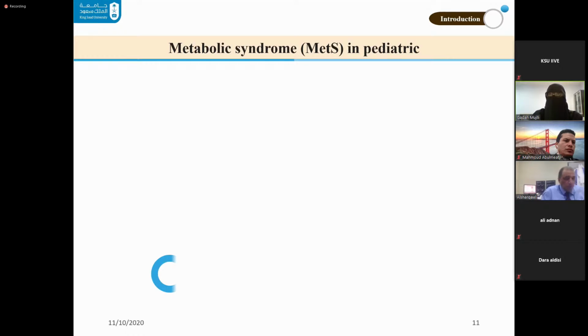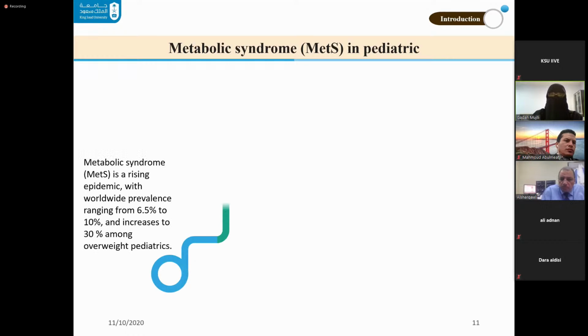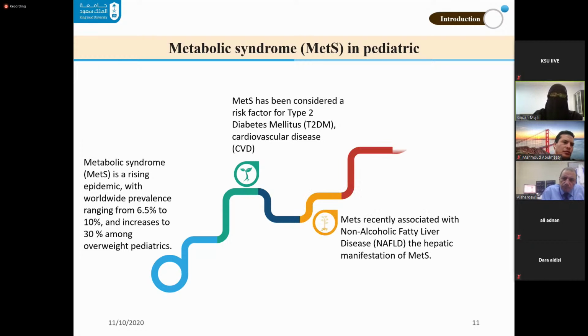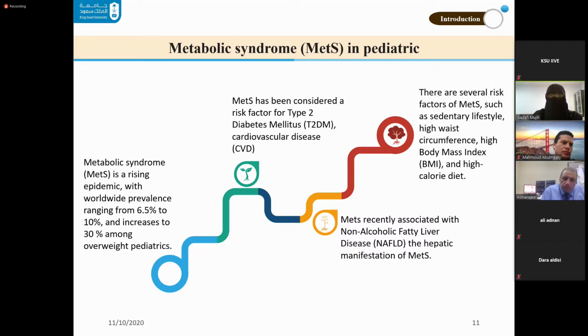The second topic's introduction is metabolic syndrome. It has been a rising epidemic with a worldwide prevalence ranging from 6.5% to 10% and increasing to 30% in overweight pediatrics.